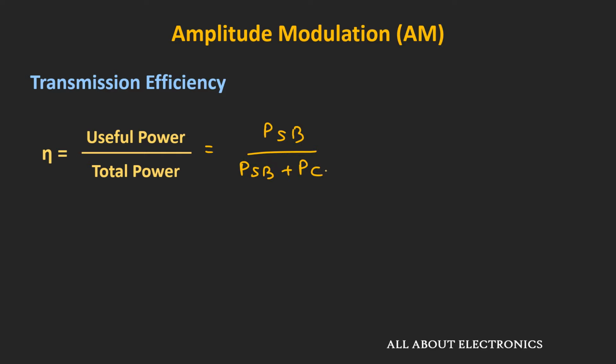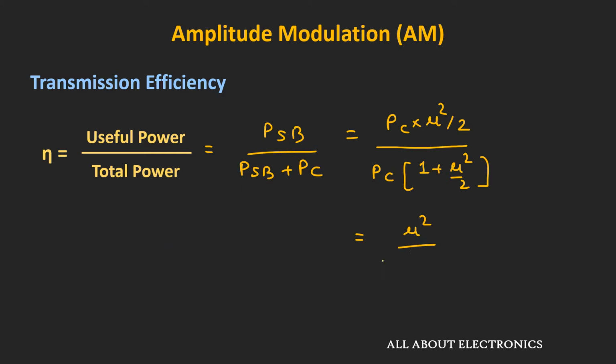plus carrier power. Now in case of the tone modulation, we know that the sideband power is equal to PC times mu square divided by 2, while the total power is equal to PC times 1 plus mu square divided by 2. So if we further simplify it, then we can say that this efficiency is equal to mu square divided by 2 plus mu square. And to find the percentage efficiency, we need to multiply it by a factor of 100. So in this way, we can find the transmission efficiency for the tone modulation.